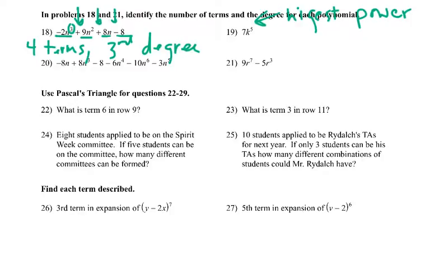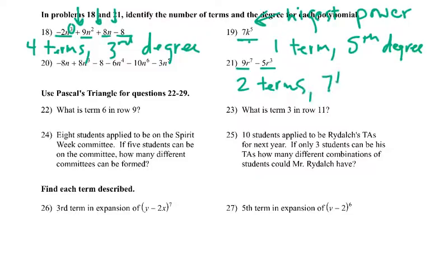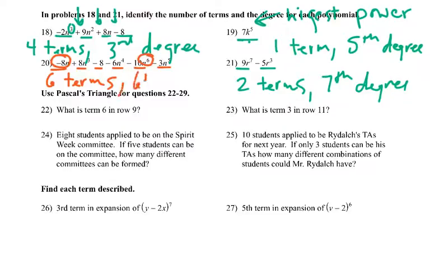For number 19, there are no pluses or minuses, so 1 term, and it's k to the 5th, so it's a 5th degree. 21, there's 2 terms, and the highest power is 7, so it's 7th degree. Okay, 20, we've got 1, 2, 3, 4, 5, 6, so 6 terms. Now, don't always look at just the beginning. Negative 8n, that's not our highest power. Our highest power is actually 6, so this would be a 6th degree. So you sometimes have to hunt for it.